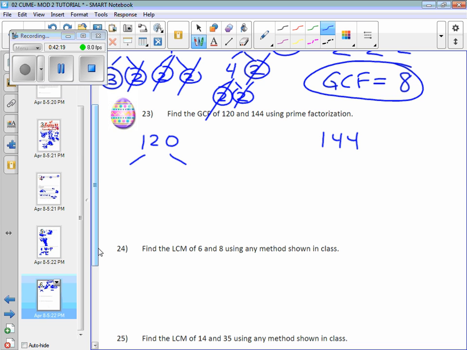Two for 120. Doesn't matter how we start. I'm going to do 12 and 10. 12 breaks down. 6 and 2. 2 is prime. 6 is not. 3 and 2 make 6. 5 and 2 make 10. 120 is done.